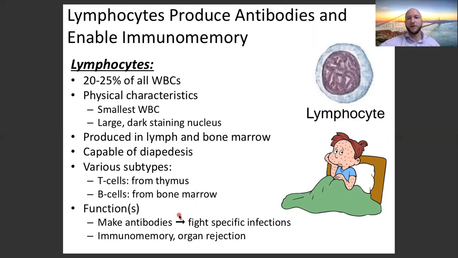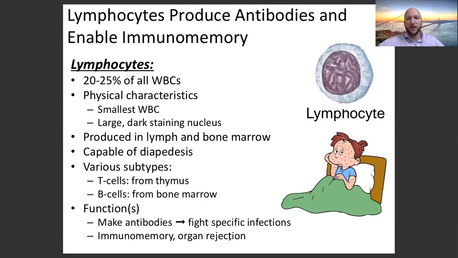We've talked about antibodies already in this lecture and before in this class. Antibodies bind onto a specific part of a specific protein on a specific virus or bacteria. They allow for immunomemory. They also have some issues with organ rejection in transplants.